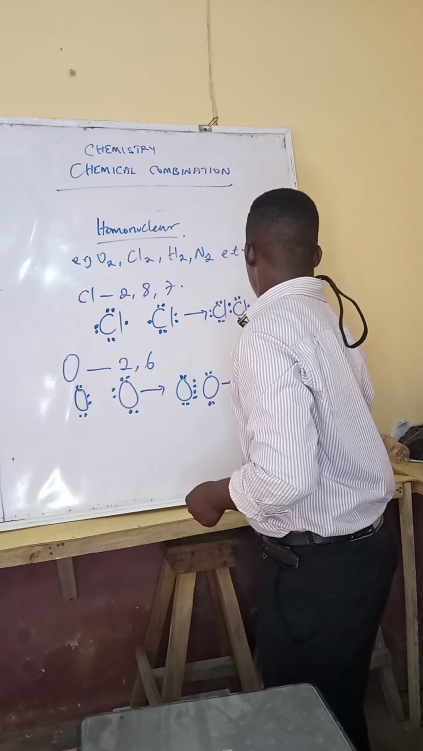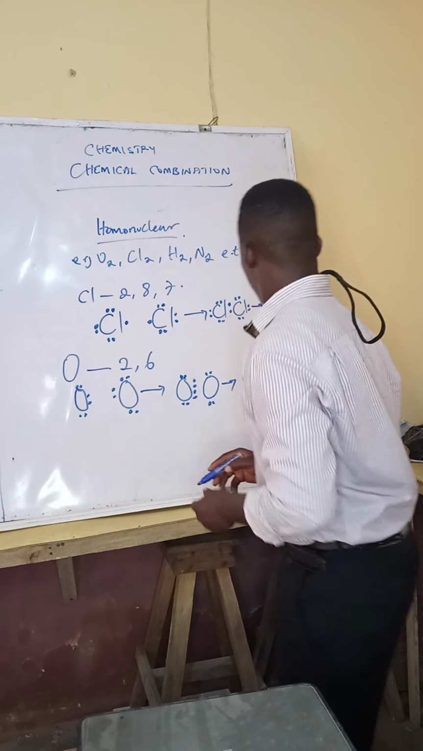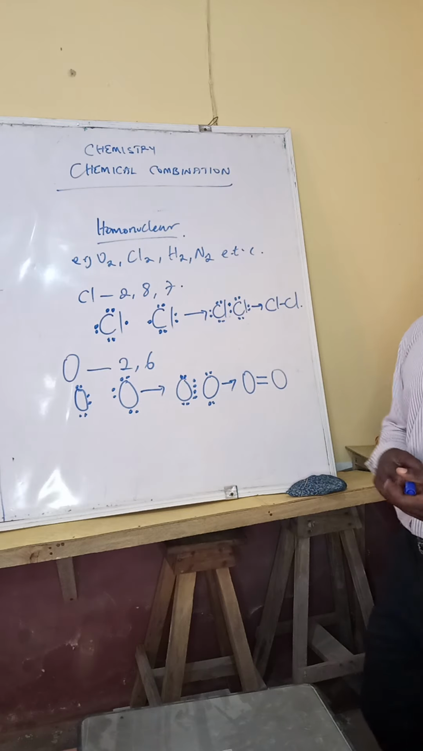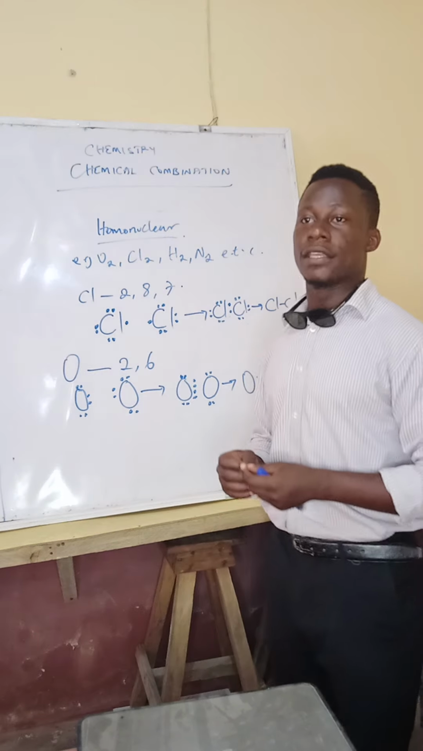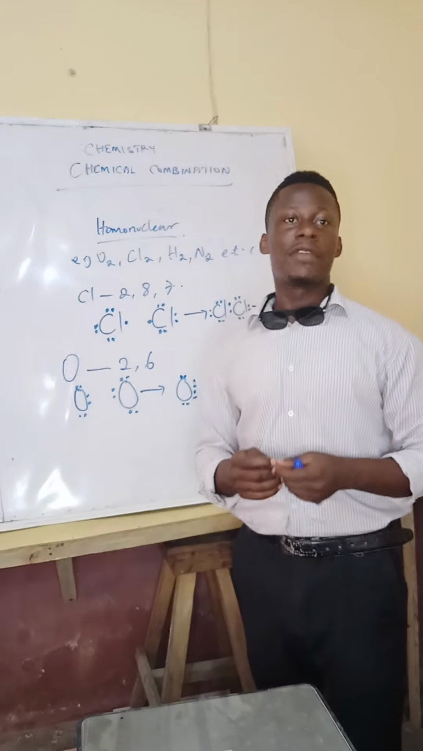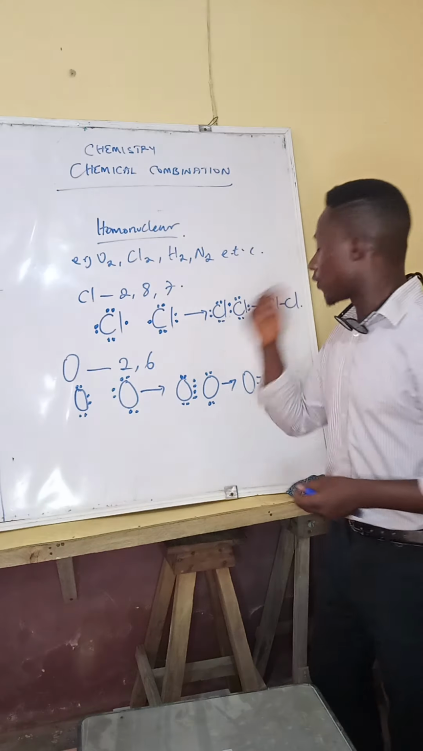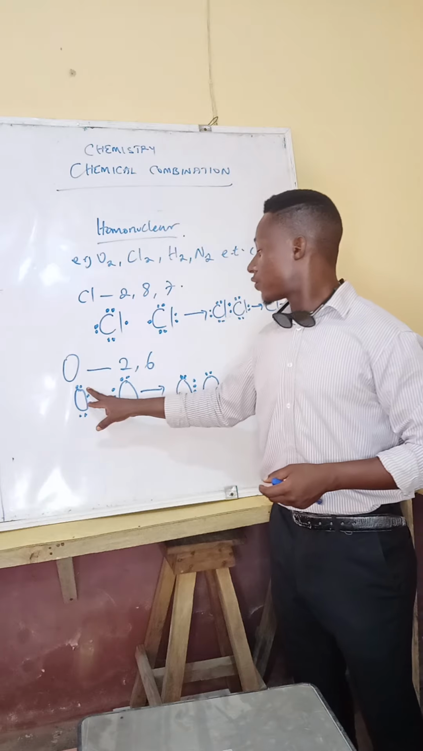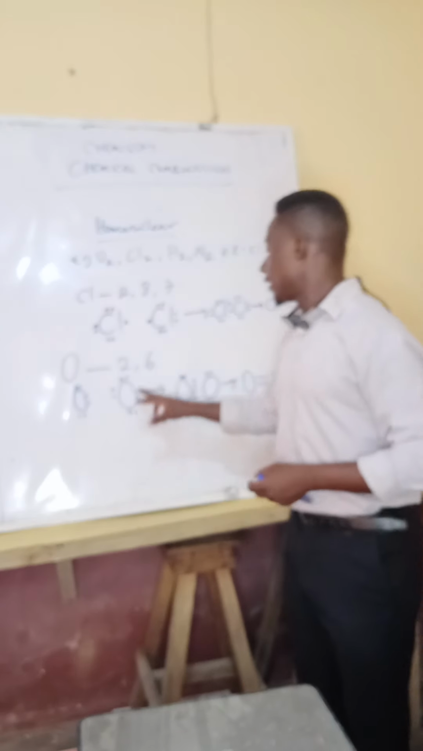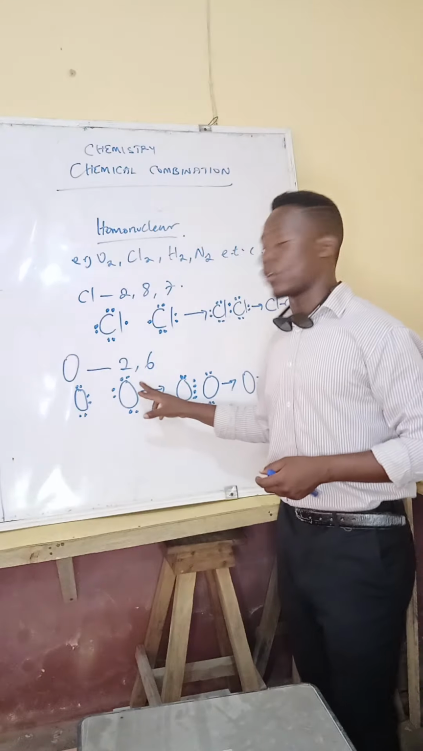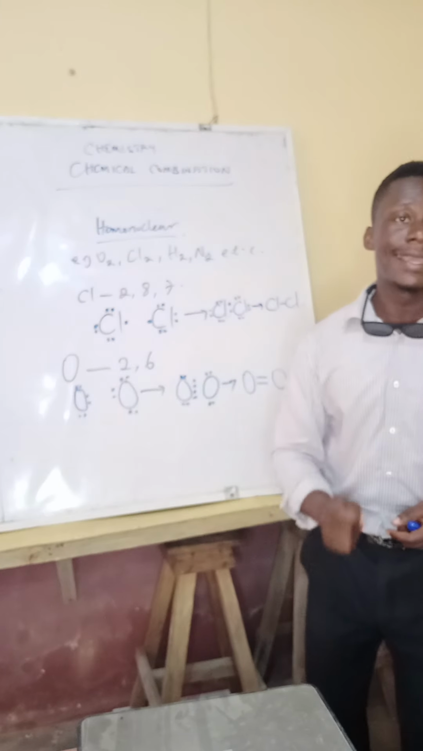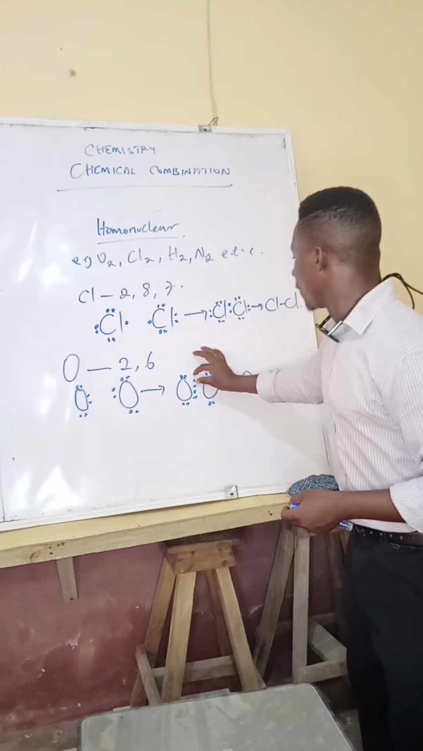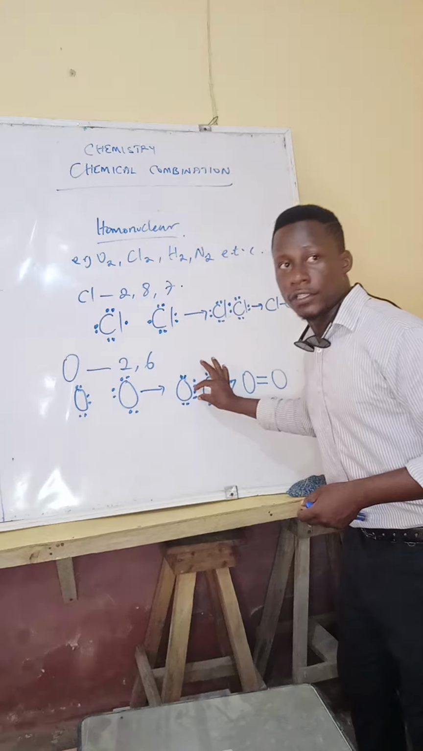Now, so in an oxygen molecule, you have a double bond. So an oxygen molecule is a covalent bond, but it has a what? A double bond. As a result of the fact that the first oxygen atom brings two electrons, the second oxygen atom brings two electrons, and two electrons make a bond. So you have the first bond and the second bond.